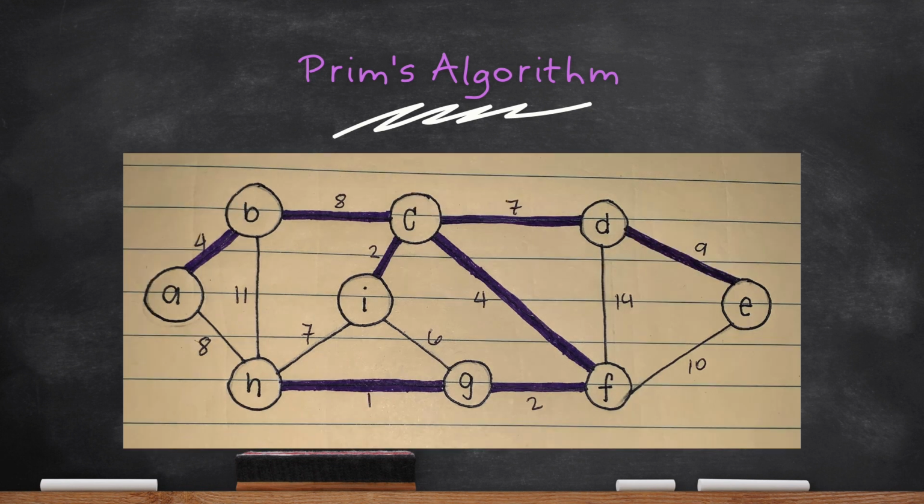So we now have all the vertices on the tree, where the last tree is the minimum length spanning tree. So this is how we get the minimum length spanning tree using Prim's algorithm.